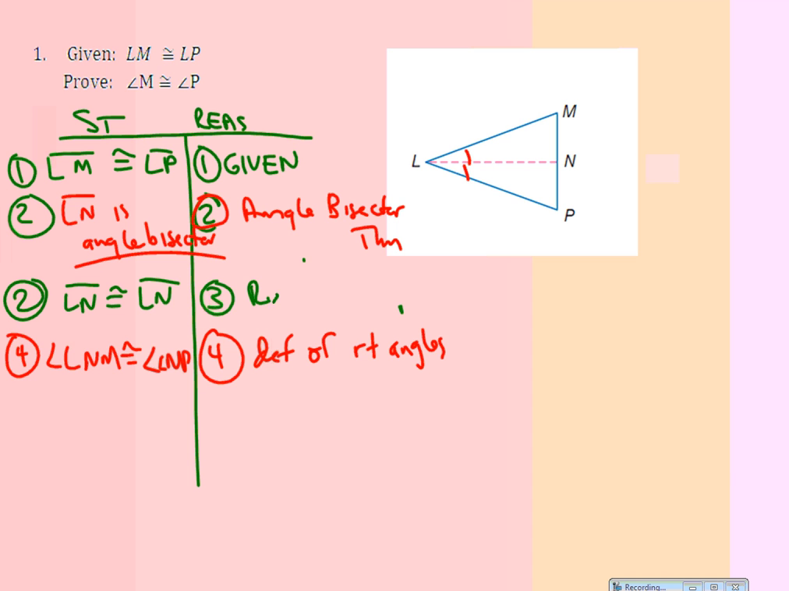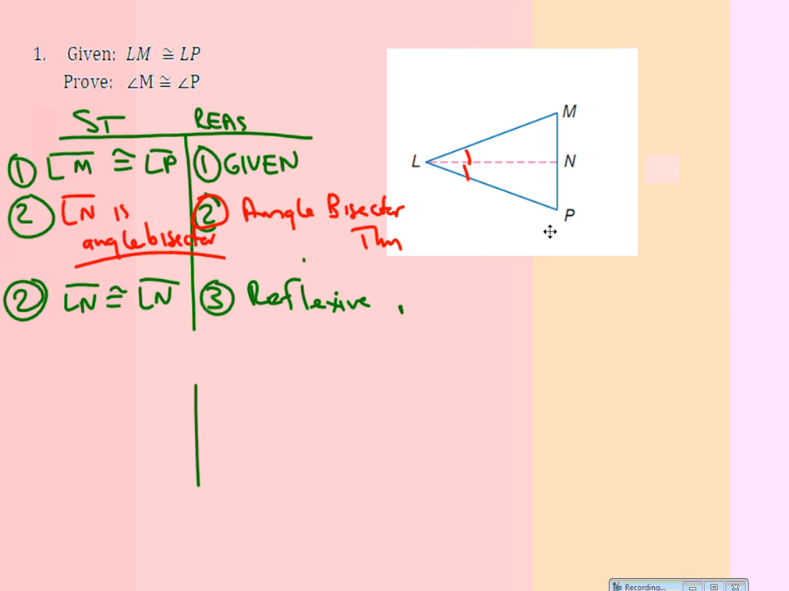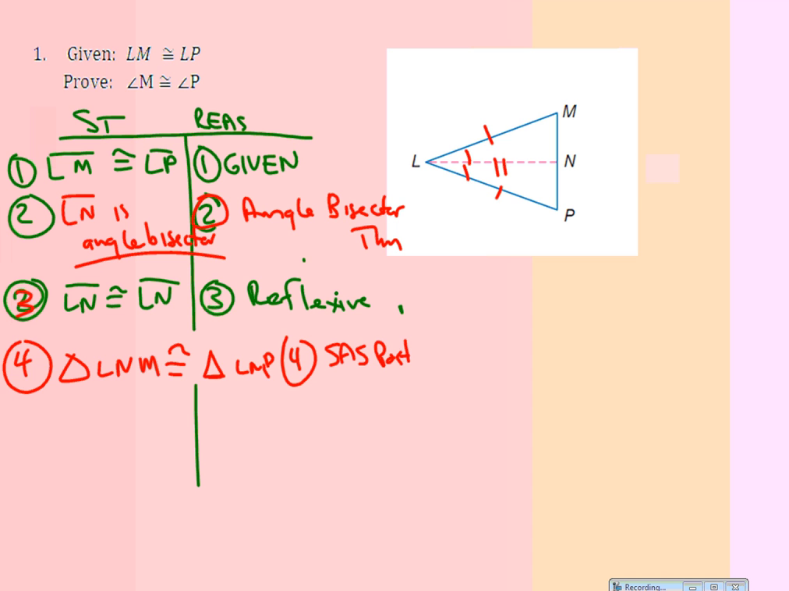So LN is congruent to LN. That's reflexive. That statement does me no good. So now I say that the triangles, there should be 3, the triangles are congruent by LNM, and that's congruent to LNP, and that is by side angle side. So now once I know that, then I can come back and use CPCTC. So I can say angle M is congruent to angle P by CPCTC.